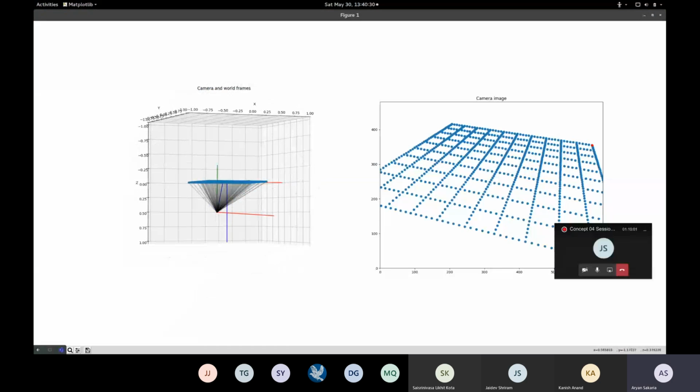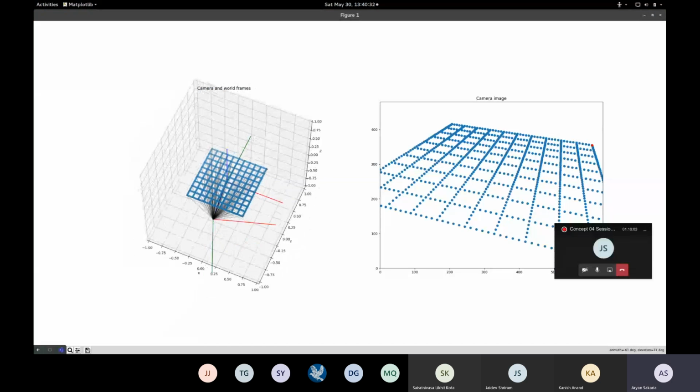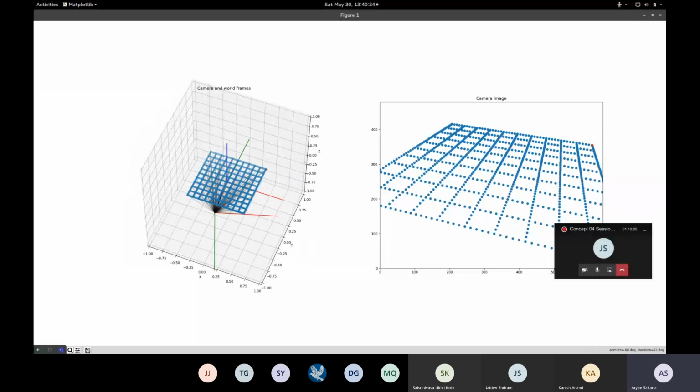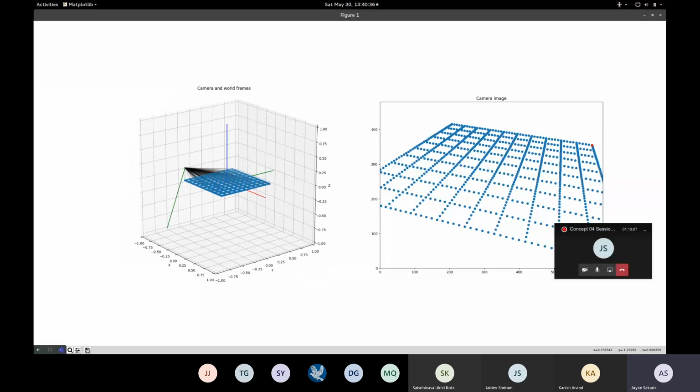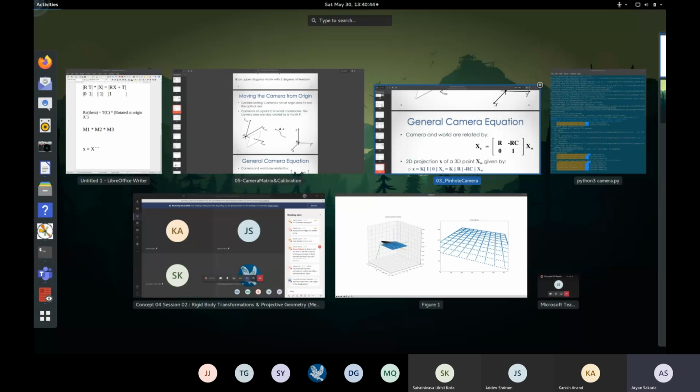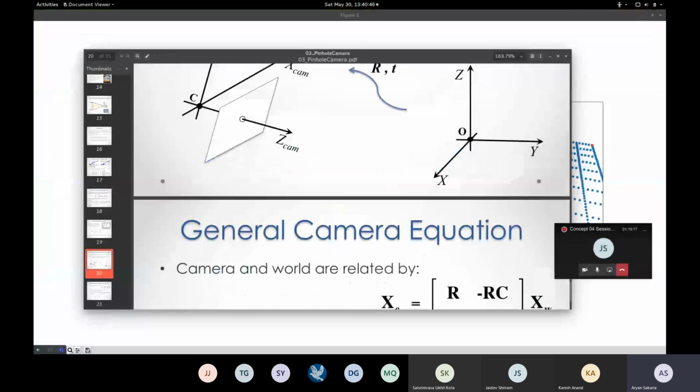Initially this camera frame is aligned exactly with the world frame. I apply some rotation, so it's in this weird orientation, and then I apply some translation, so the centers are away. This equation is wrong. Don't look at it.